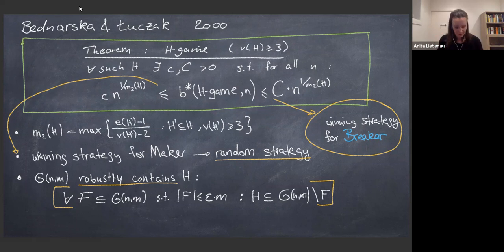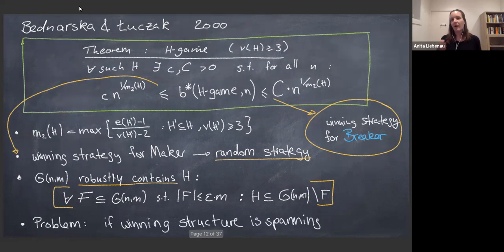So they used this robustness result, and that worked for the H game, but this type of just doing things completely at random does not work when your winning structure is spanning. So when you have some graph H that is hitting every vertex, and you do this random strategy, then Breaker's strategy would just be to play at one vertex only, and then it would be very unlikely for Maker to hit this vertex before Breaker isolates it. So this sort of strategy does not work when you have a spanning structure.